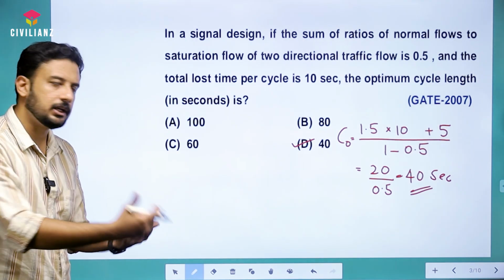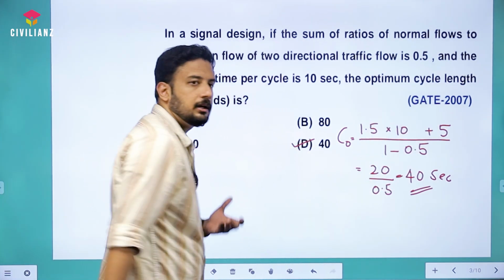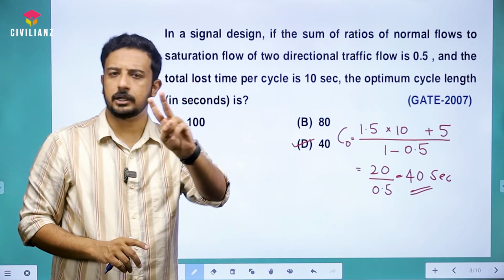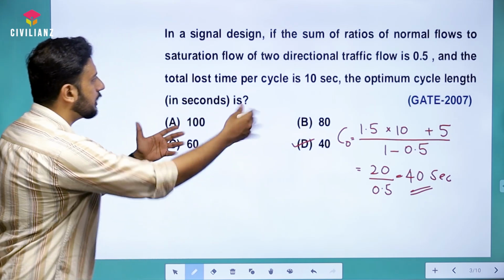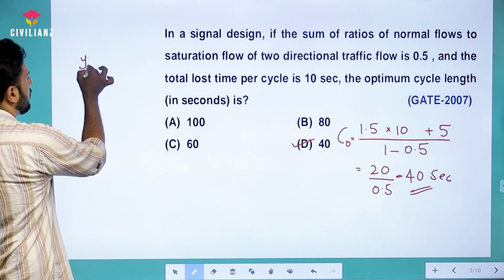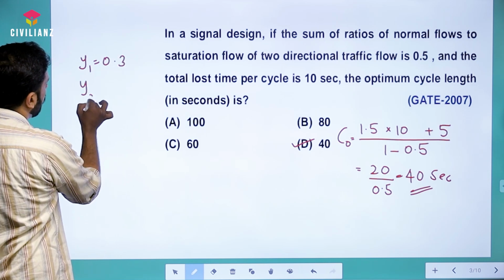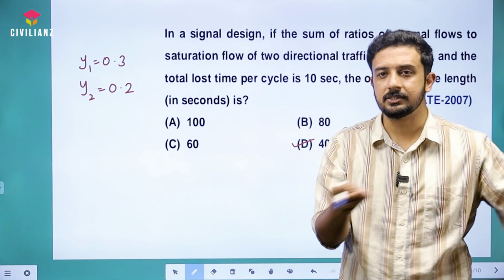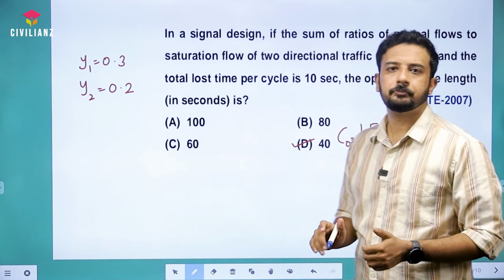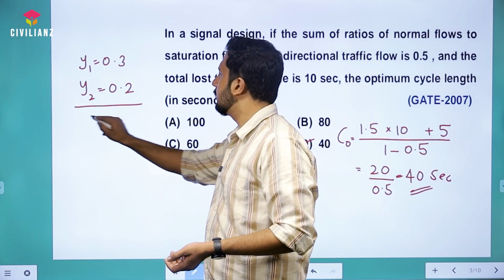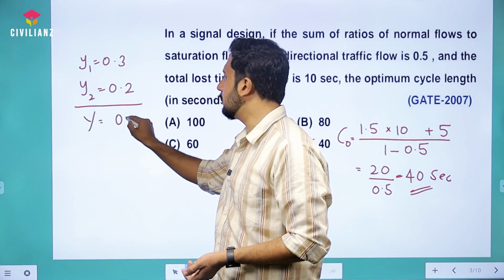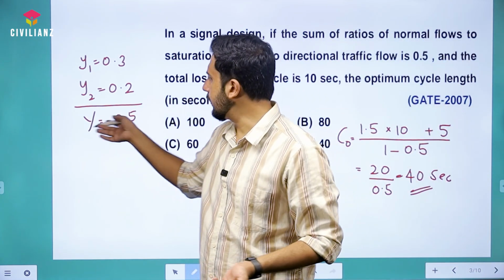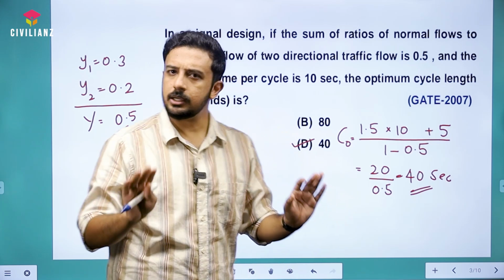Simple question. Now what is the next level? Instead of giving this 0.5, they could give different values. For example, let's say we have two different ratios, y1 and y2. They could have given y1 equal to 0.3 and y2 equal to 0.2, the critical flow ratios at the signals. Then what are we going to do? To substitute in the equation, we add these two, get 0.5, and substitute it here. Like this also they could have given, but directly they have given 0.5. Understood, guys? Simple, no?